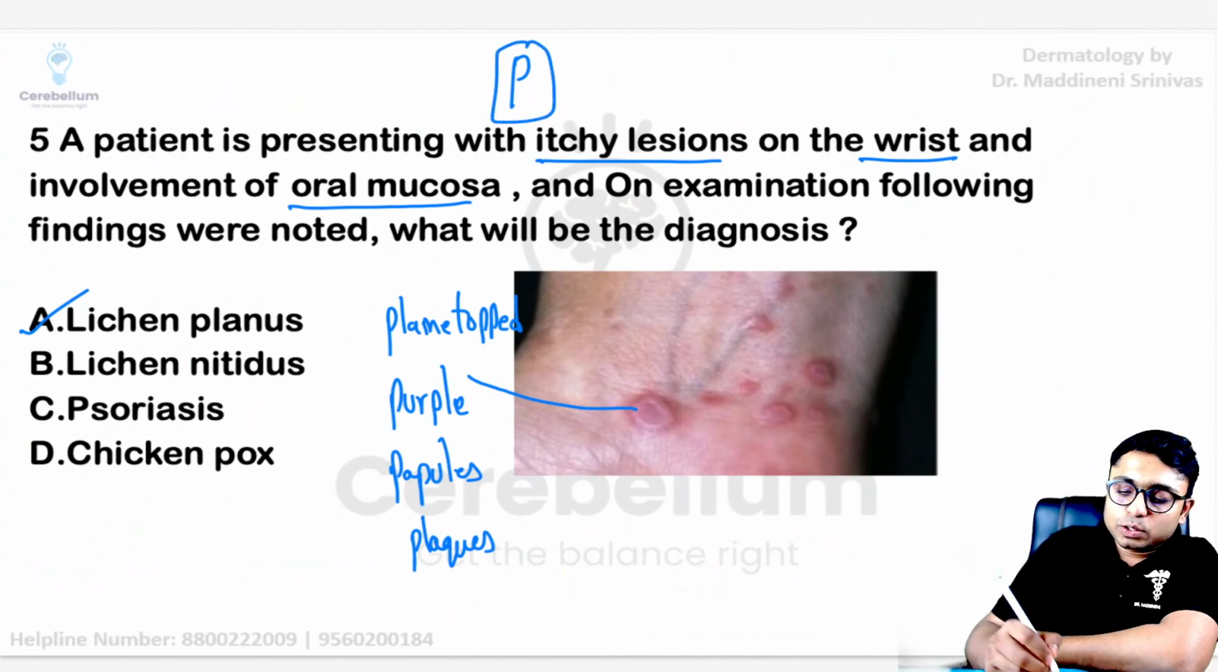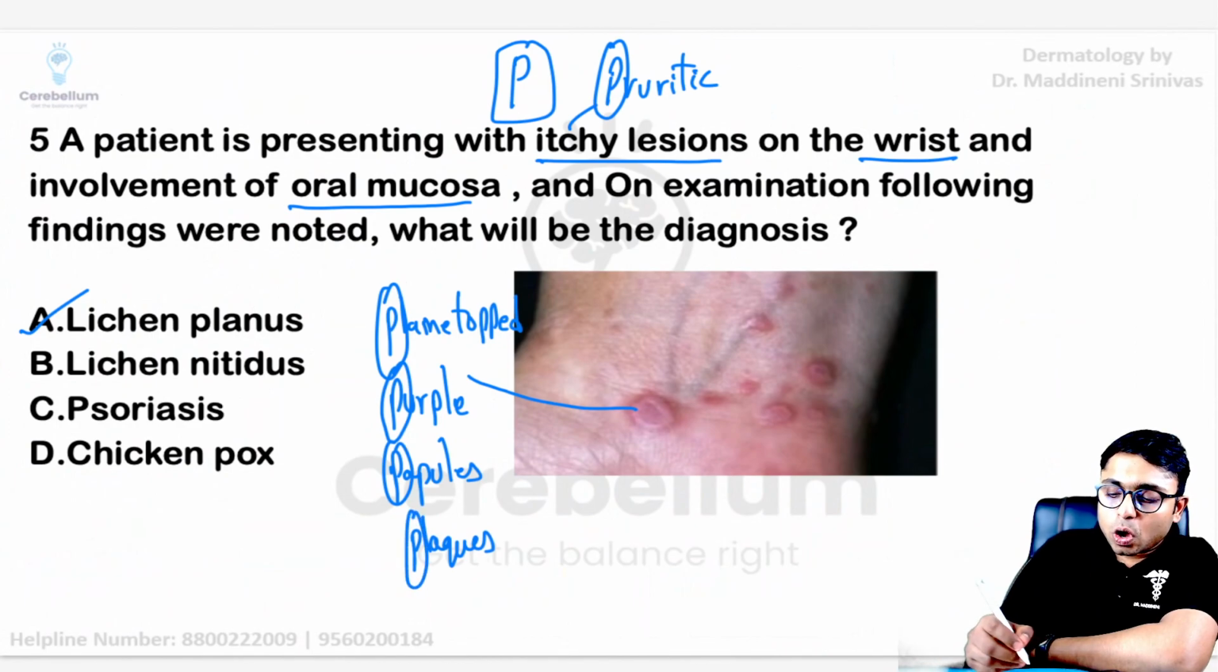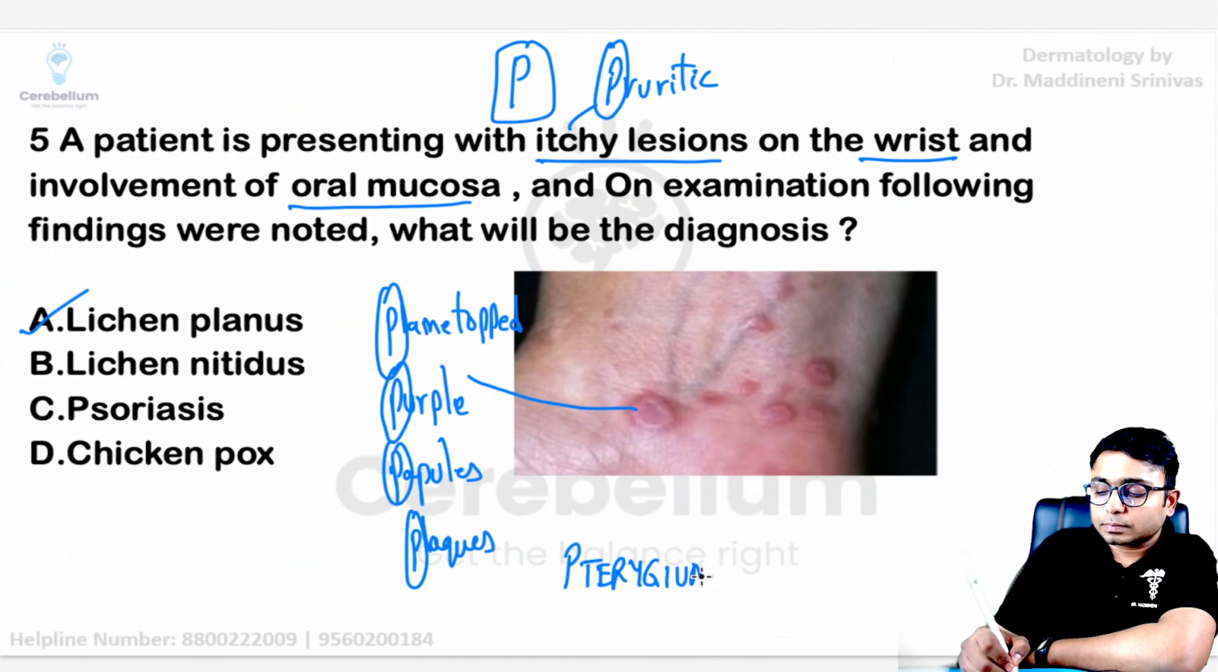What are those P's? So as I have already told you, plain topped, purple, itchy is pruritic. So another P, papules and plaques. And also, if you remember, the important nail change, the most characteristic nail change which we can see is pterygium. So this is another P.